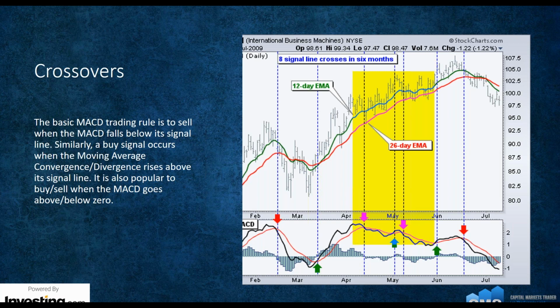It is also popular to buy and sell when MACD goes above or below 0 on the histogram. Because when we go above or below 0, guess what? We've got the crossover. So as you can see on this chart, we got this crossover, which was a sell signal, and the price fell pretty steadily. Now we got a crossover, the opposite of which is a buy signal. That buy signal was a beautiful long-term buy signal.